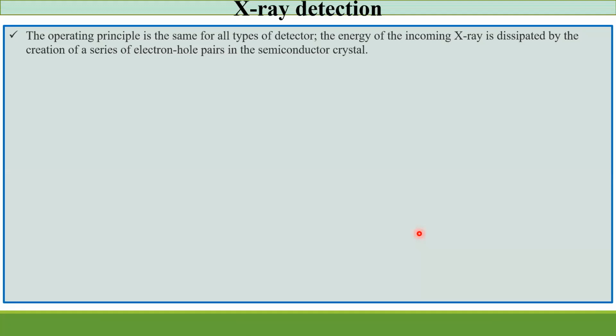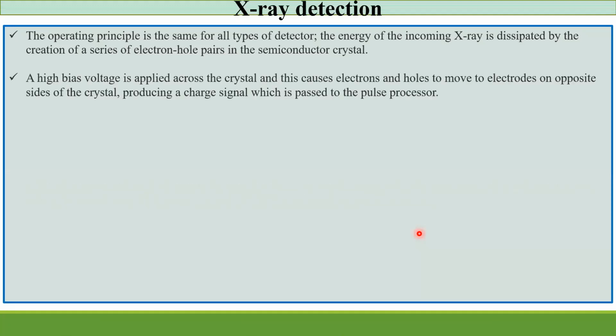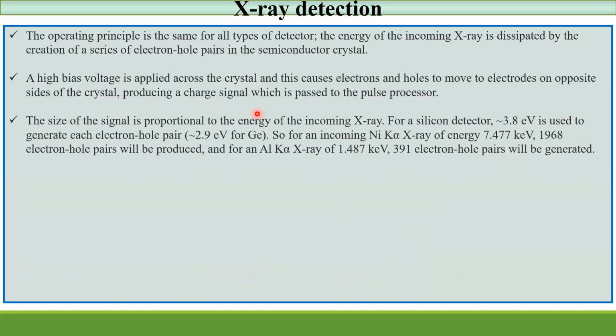The energy of the incoming X-ray is dissipated by the creation of a series of electron hole pairs in the semiconductor crystal, like here it is silicon. A high bias voltage is applied across the region, and then the electrons and holes move to electrodes on opposite sides of the crystal, producing a charge signal which is passed to the pulse processor. The size of the signal is proportional to the energy of the incoming X-ray. For a silicon detector, 3.8 electron volts is used to generate each electron hole pair. In germanium, it is 2.9 electron volts.